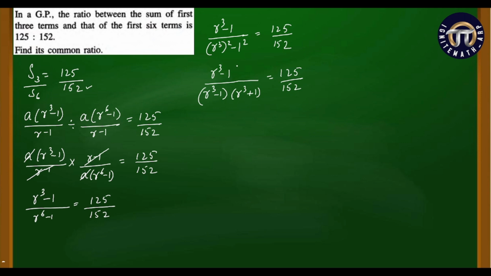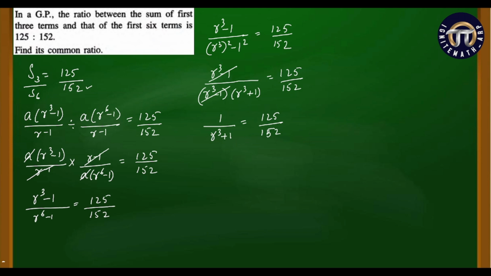So r to the power of 3 minus 1 and r to the power of 3 minus 1 will get cancelled. I'll be left with 1 by r to the power of 3 plus 1 is equal to 125 by 152. Clear, children? So later what can I do?